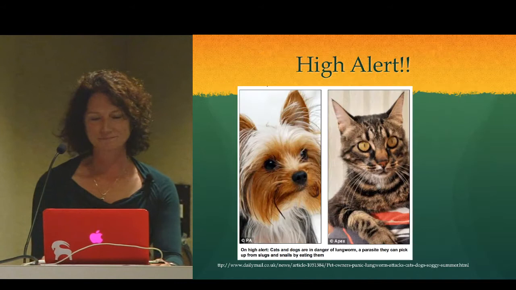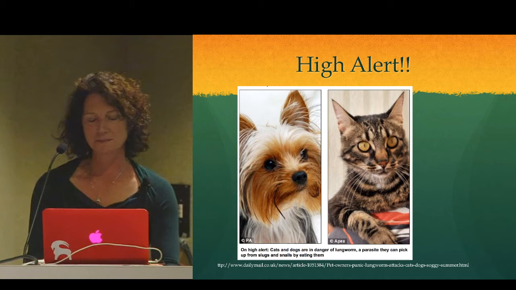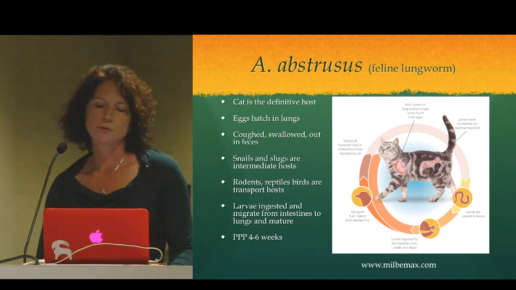And so this was the picture they had. "On high alert, cats and dogs are in danger of lungworm, a parasite they can pick up from slugs and snails by eating them." High alert, so guard your dogs and cats. Don't let them eat your snails. So to remind you of the life cycle, I'm talking about Aelurostrongylus primarily, because that's the one that we see, and because truly, if you treat that one, you pretty much get the other ones too.